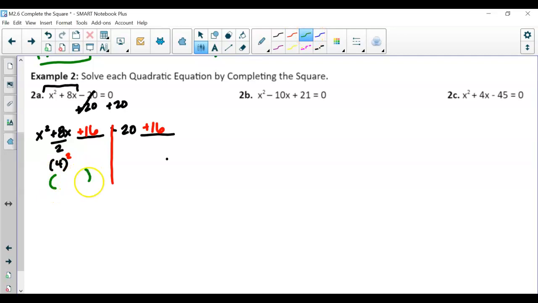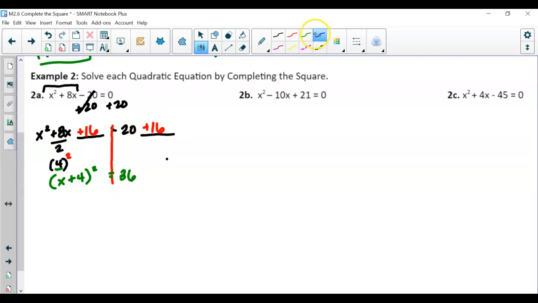Now we write this as our perfect square. So again, what value here? 4. 4 times 4 is 16, and 4 plus 4 is 8. So x plus 4 squared is equal to, not 20 anymore, right? Because we added 16, 36.